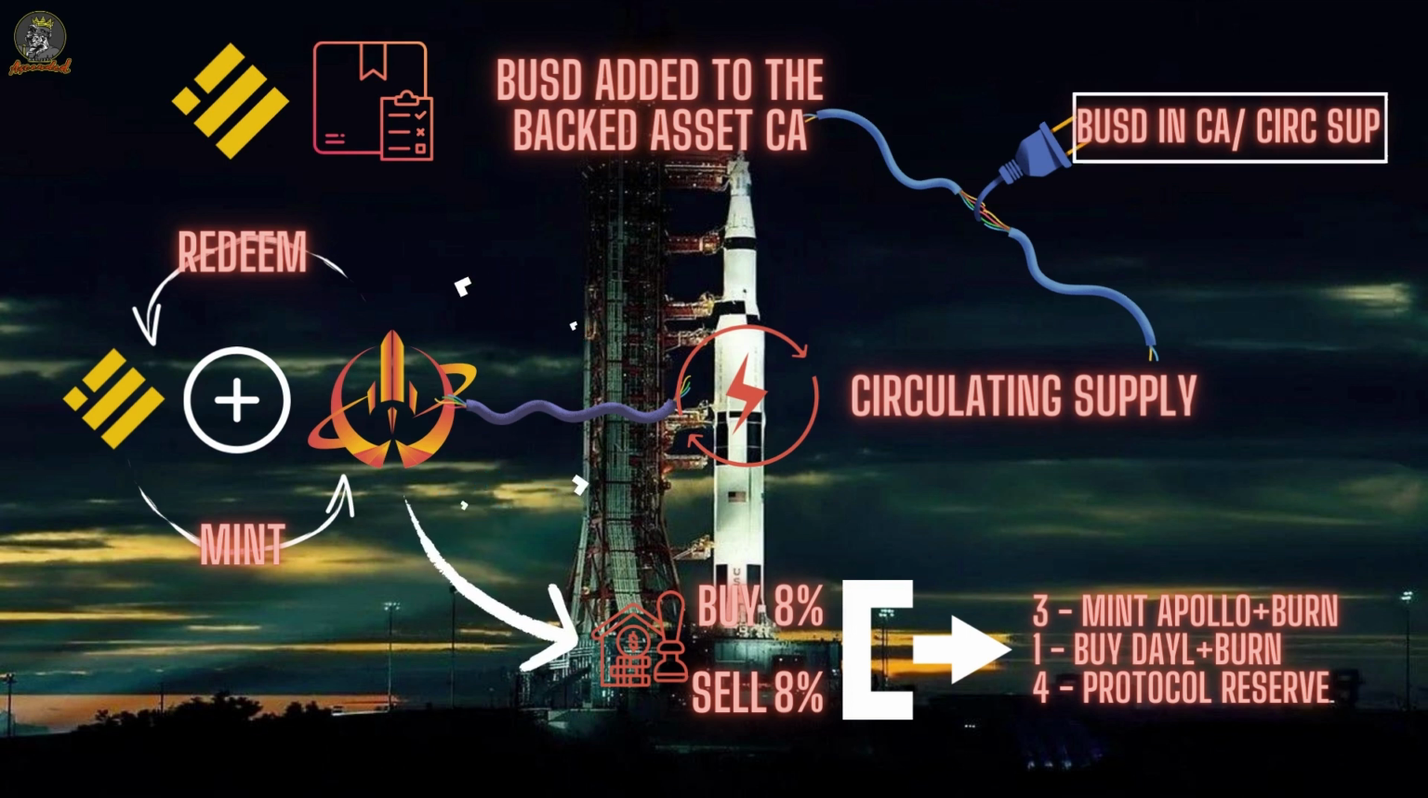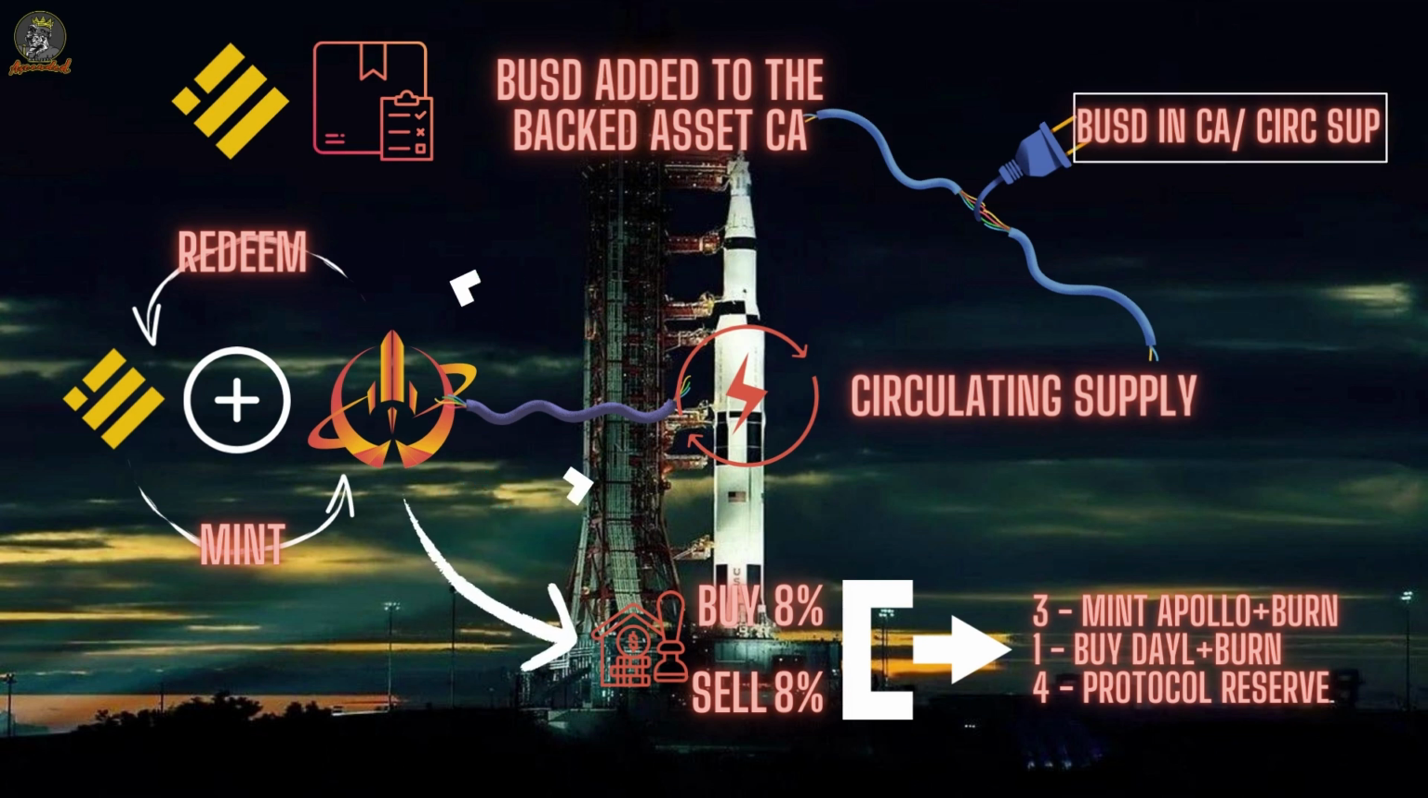Now, all of this BUSD that people use to mint the Apollo token, all of this is gonna go into a contract address that is the backed asset contract address. So all of this BUSD backs the price of Apollo.